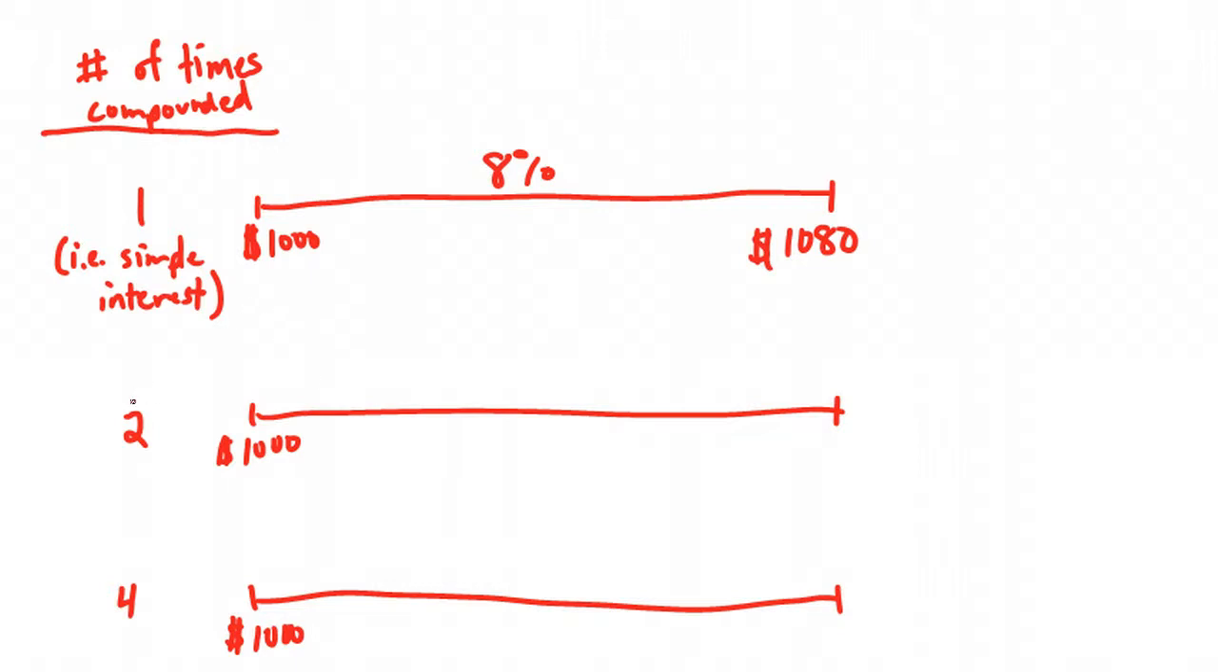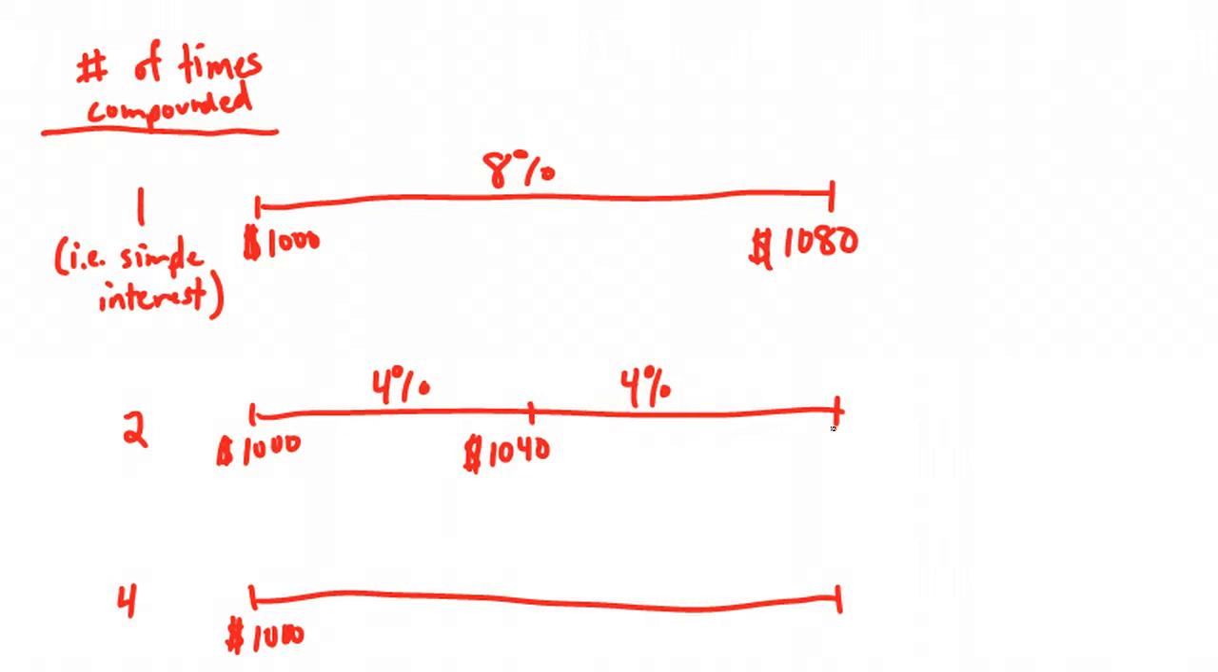But let's suppose that the number of times the interest is compounded is twice. 2 times per year. What that means really is instead of taking 8% for the full year, you're going to get 4% the first 6 months and 4% the next 6 months. So how much money would you have at the end of 6 months? Well, you'd have $1,040. You've gained $40 in interest. You basically take 1,000 and multiply it by 1.04, and you end up with this.